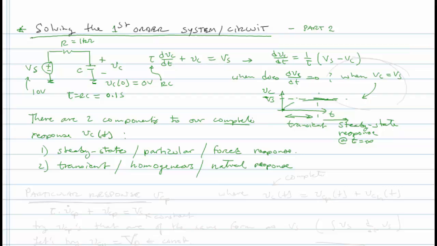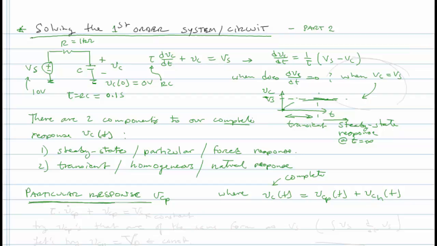Okay, so let's look at the particular or steady state or forced response. I'll call it the particular response, and we'll call it Vc of p. We're going to define Vc of t, the complete response, as the sum of the particular response plus the homogeneous or transient response. So we're going to put both of these together.